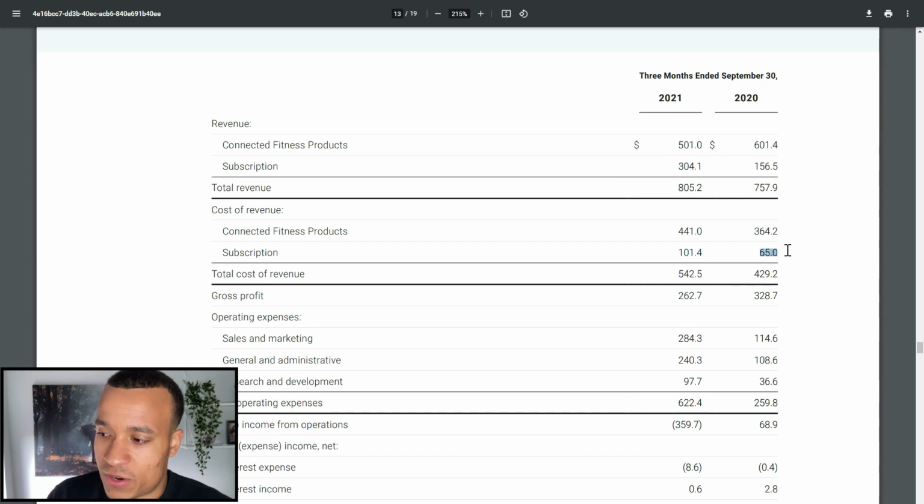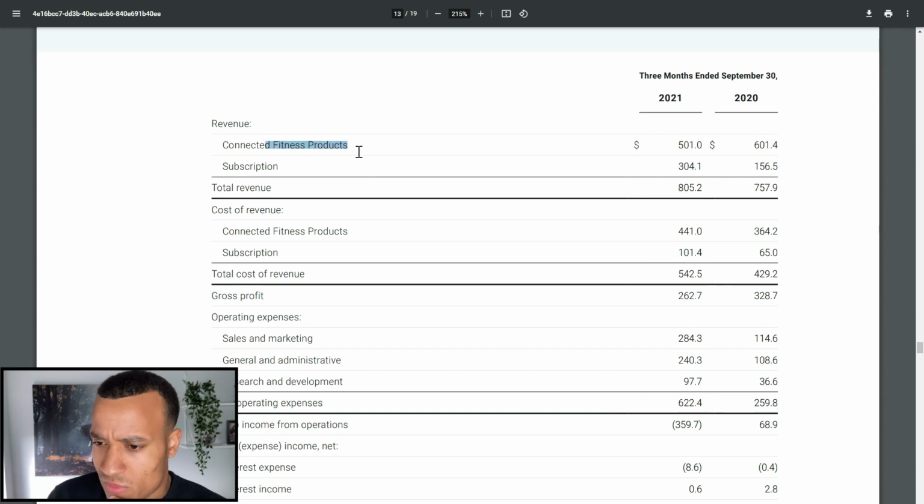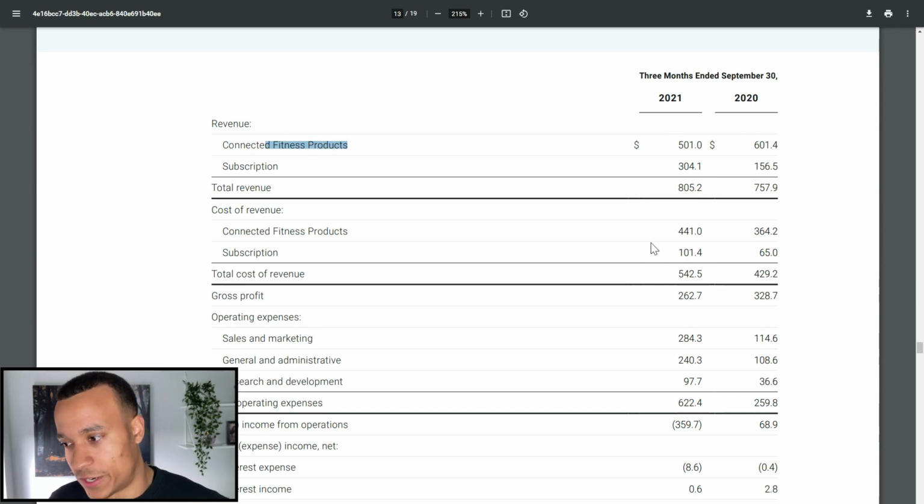And when we look at the cost of sales side, it's similar sort of margins across both. And actually the margins of the subscription business, as I mentioned just a moment ago, is far better than that of the physical products. So we can see here that their gross margins are around 68%, something like that, off the top of my head, compared with, as I said, 12% gross margins for the connected fitness products. So clearly the subscription business is where it's at, and that's what they should be focusing on.